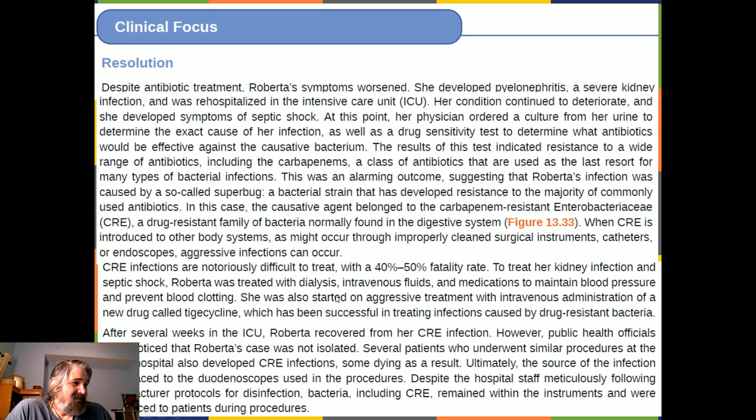Roberta was treated with dialysis, IV fluids, and medication to maintain blood pressure and prevent blood clotting. She was also started on an aggressive treatment with intravenous administration of a new drug called tigecycline. I usually don't read that part, I guess. Over several weeks, she starts to recover, and they eventually work out that there was a contaminated duodenoscope that was used on her before.